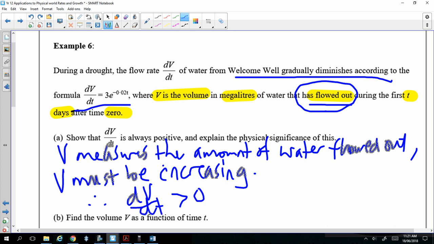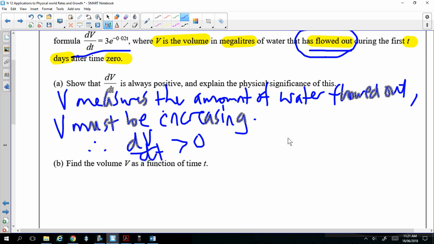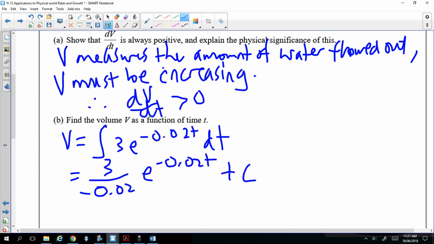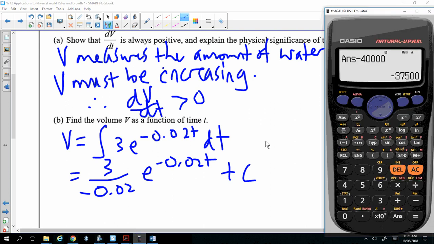So to find V, you have to integrate the rate. And to integrate that, we have to remember how to integrate exponential. You do 3 over negative 0.02 e to the power of negative 0.02t plus C. Okay, and then use your calculator. 3 divided by 0.02, which is negative 150. Right, like that. And we have to find C.